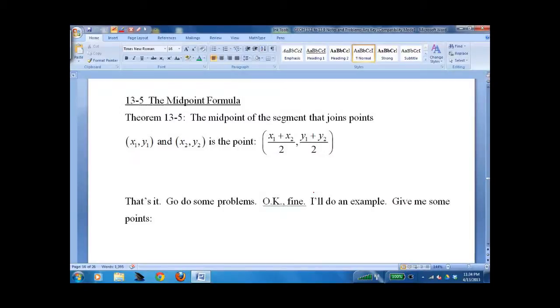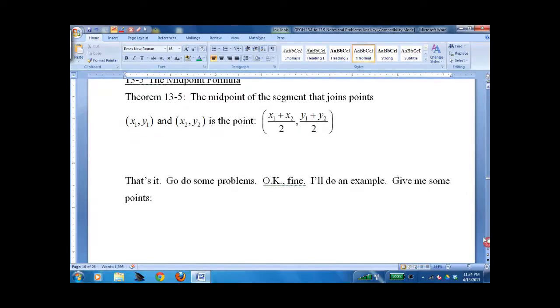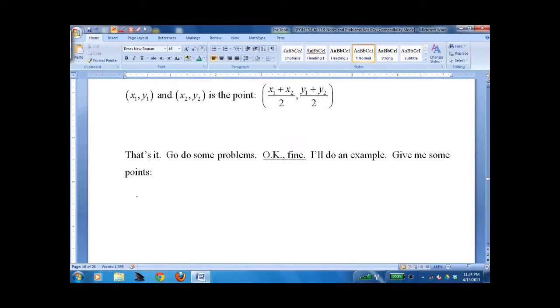Lesson 13.5, the midpoint formula. Probably the shortest lesson I'll do all year. The midpoint is the point in the middle, shocking. And it's just the average of the two points. That's it. I mean, really, just plug and chug. But people want an example, so I'll do two of them.